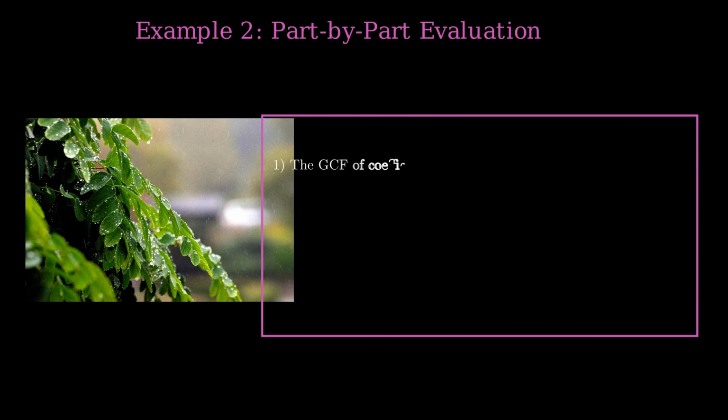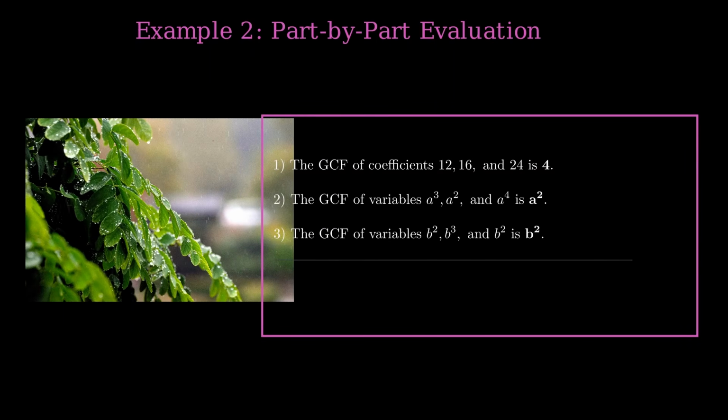Let's break down the problem into different parts. First, the greatest common factor of the coefficients 12, 16, and 24 is 4. Second, consider the variable a, the GCF of a cubed, a squared, and a to the 4th is a squared. Finally, look at the variable b. The GCF of b squared and b cubed is b squared.